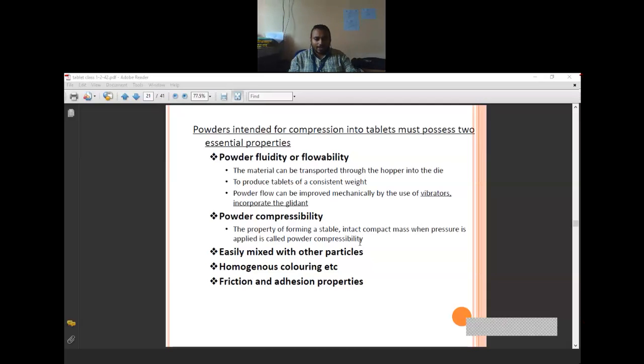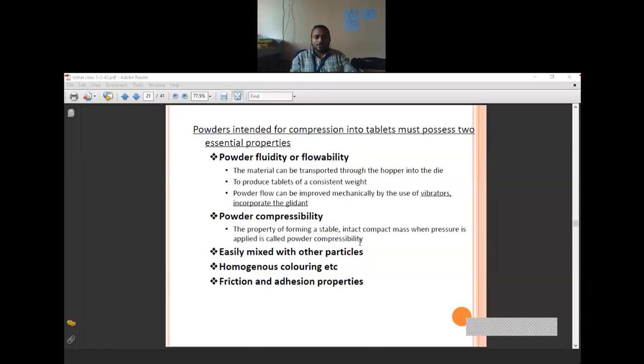In the first case, we add lubricants to improve the flow property. After adding them, if the flow property is still not up to the mark, then we can use some vibrators and incorporate a glidant. By vibrating, we can improve the flow properties of the granules. Okay, so next we come to powder compressibility.